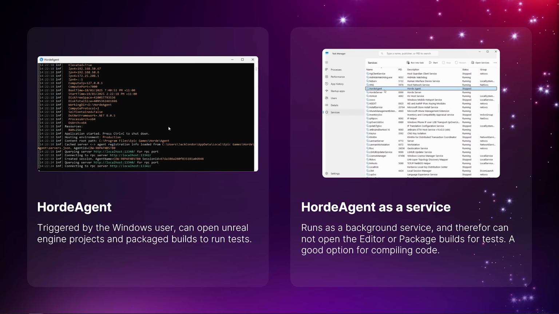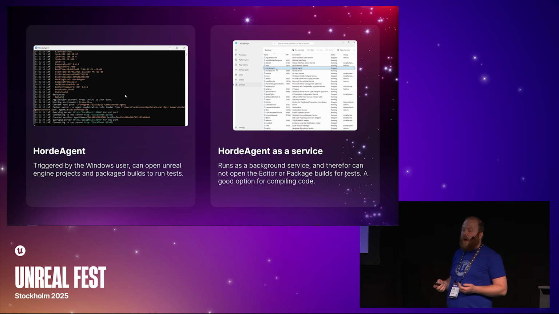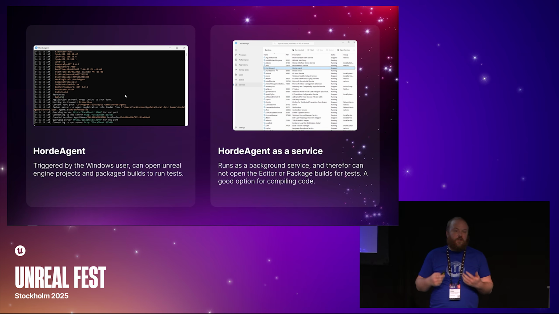So, when working with agents on Windows, you need to be aware that you can run them in two separate flavors, as a service or run by the user. A Windows service won't be able to launch standalone builds of the editor or package projects. So you're not going to be able to work on this machine if you want to use it for testing. So let's disable our Horde agent service and run it directly.